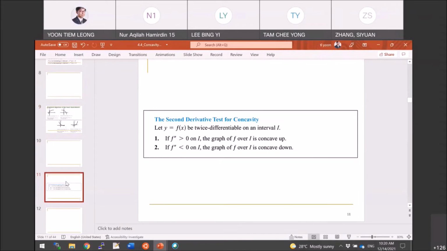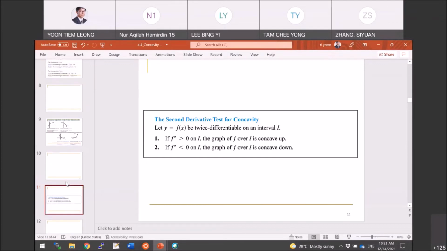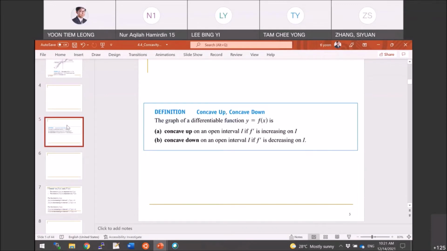Now we look at the second derivative test, which I mentioned a little bit just now. If you check the second order derivative of a function and find that it is positive, that means the graph has a concavity up. If the second order derivative is negative, then the function is concave down. So you have two ways of determining whether a function has concavity up or down.